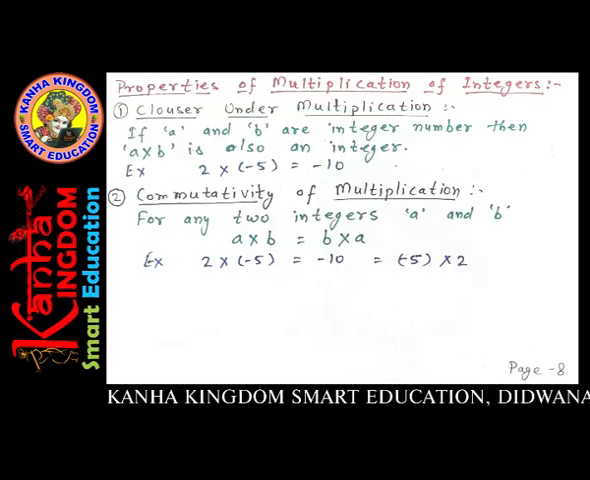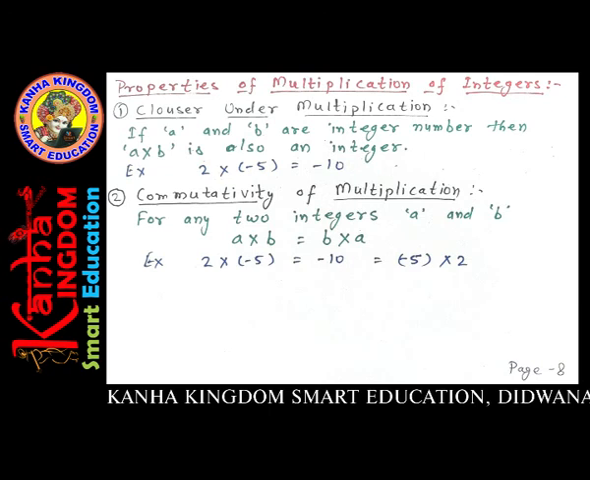Properties of multiplication of integers. First property, closure under multiplication. If a and b are integers, then a multiply b is also an integer. For example, 2 multiply by minus 5, answer is minus 10. 2 and minus 5 both are integers and answer is minus 10, which is also an integer.